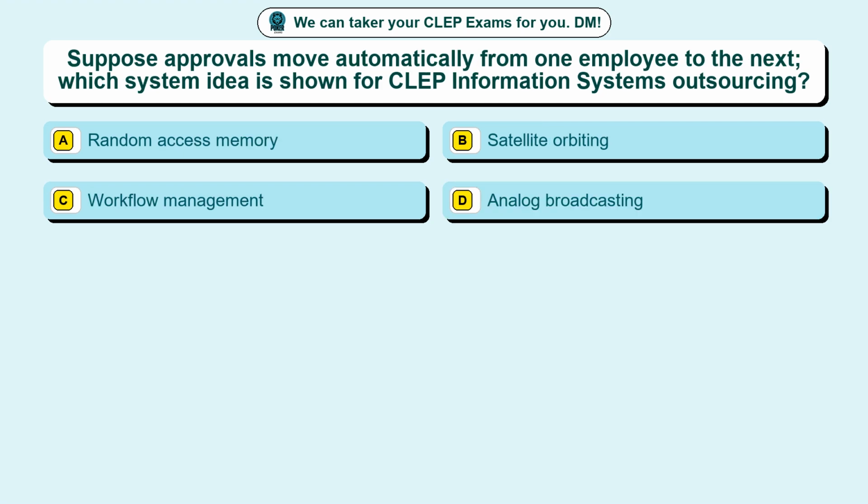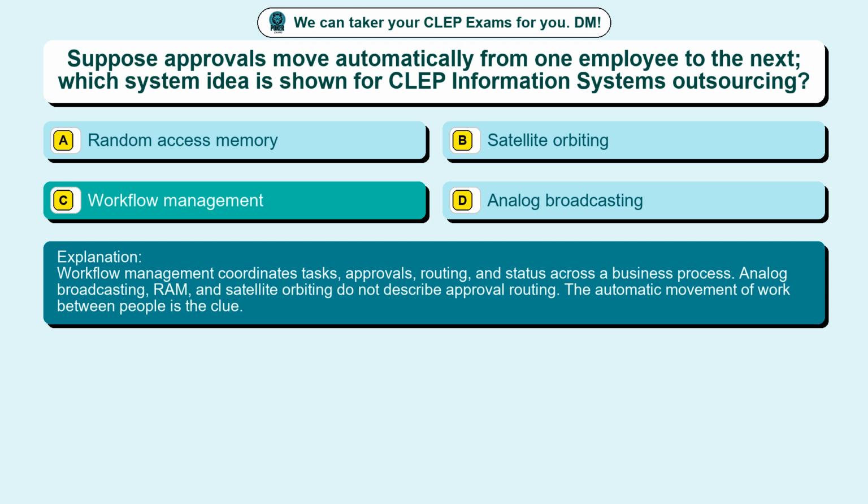Question 19. Suppose approvals move automatically from one employee to the next. Which system idea is shown for CLEP Information Systems outsourcing? Option A. Random access memory. Option B. Satellite orbiting. Option C. Workflow management. Option D. Analog broadcasting. The correct answer is option C. Workflow management. Workflow management coordinates tasks, approvals, routing, and status across a business process. Analog broadcasting, RAM, and satellite orbiting do not describe approval routing. The automatic movement of work between people is the clue.